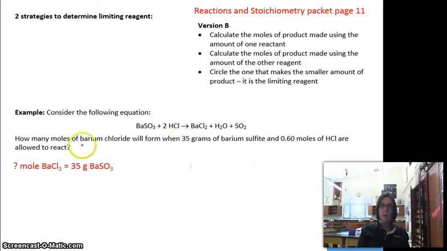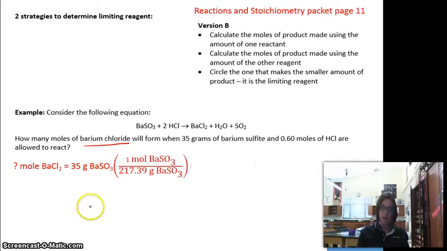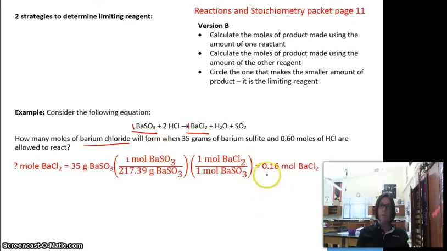So if we're using that same example, we would start out trying to find out how many moles of barium chloride, since that's what it's asking, from those 35 grams of barium sulfite. So the first thing we need is to turn the barium sulfite into moles. The next thing we need to do is go to the balanced equation and make our mole ratio. So 1 mole of barium sulfite gives you 1 mole of barium chloride. So that's our mole ratio. And when we calculate that out, we would get 0.16 moles of barium chloride.